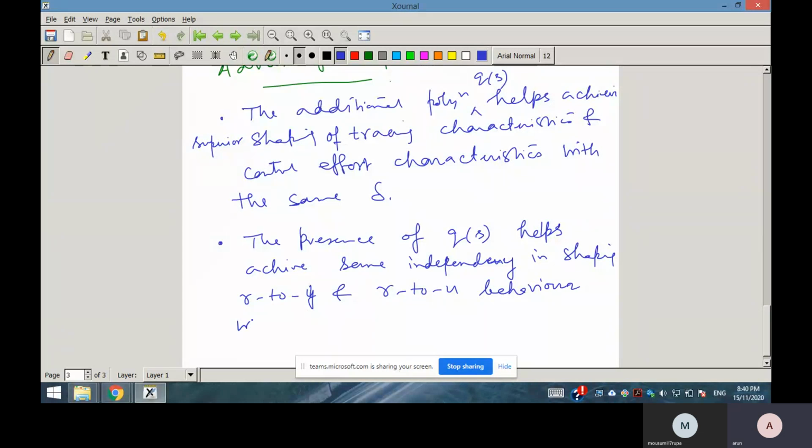While keeping the other behavior same as 1DF control. This is the thing.